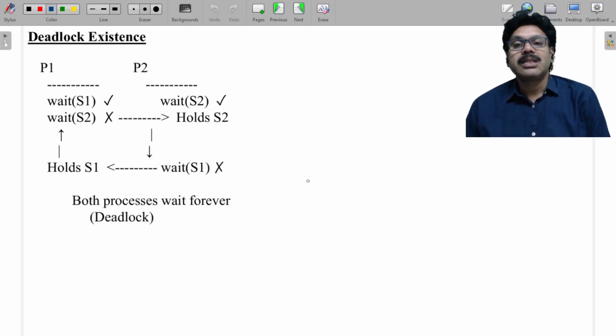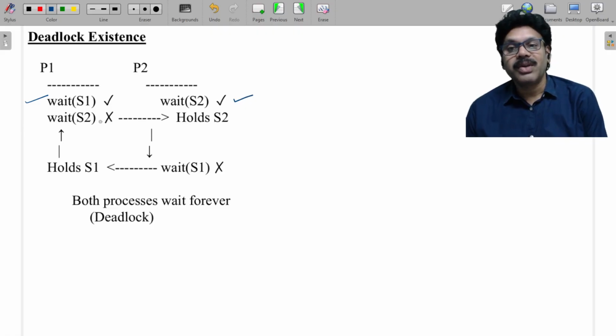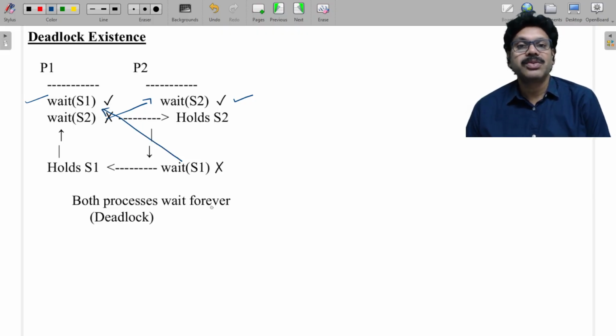The deadlock exists like this. In the first line, wait of S1 is got by P1 successfully. S2 is got by P2 successfully. And when S2 is asked for, it is not possible. When S1 is asked for, it is not possible because somebody already holds it, so it leads to a deadlock.